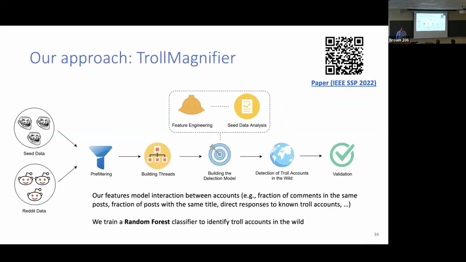So we developed a system called Troll Magnifier, and the idea here is that we have data, accounts that we know to be bad, and then we have all of Reddit, and we look at accounts that we first pre-filter. We'll only look at accounts that ever interacted with each other. And then we have a detection model where our features are how much did these accounts interact, what topics did they talk about, and all these kinds of things. And we train a random forest classifier to identify more of these accounts.